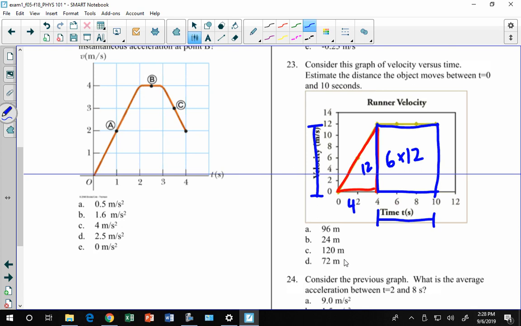Y'all know the area of a triangle? Yeah, so it's half of 48, or 24. 6 times 12 is 72. So that's 96 meters. So he traveled 96 meters.